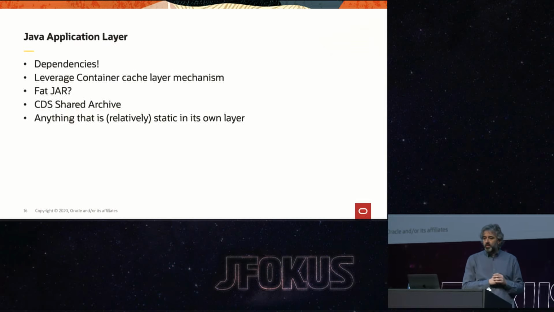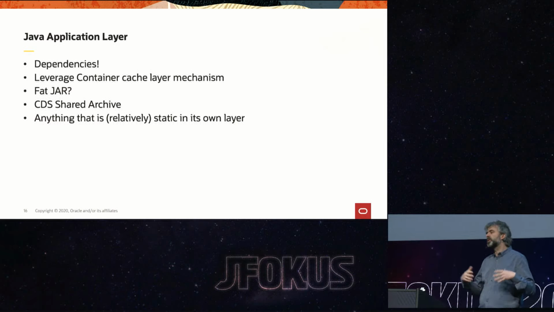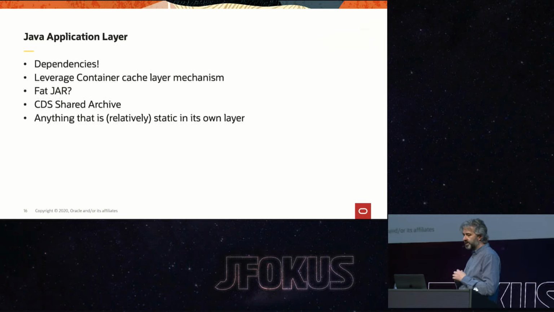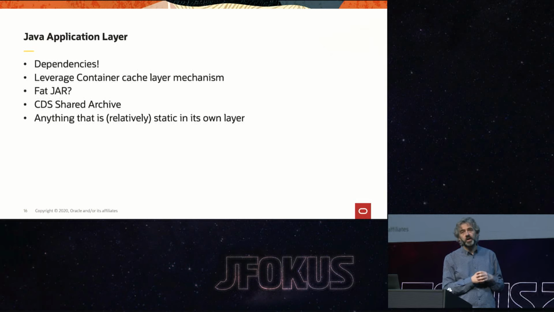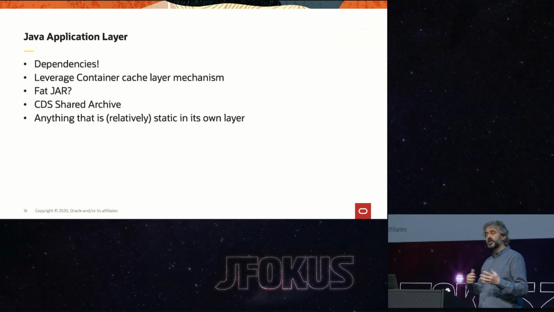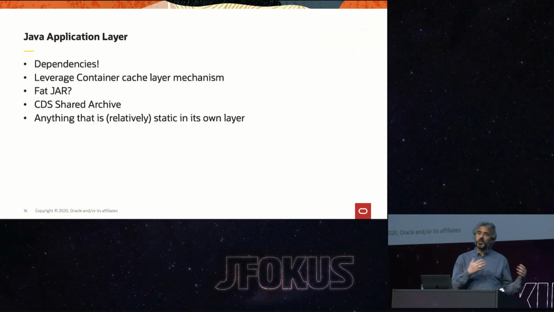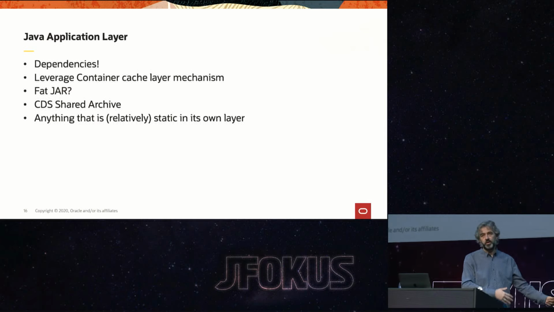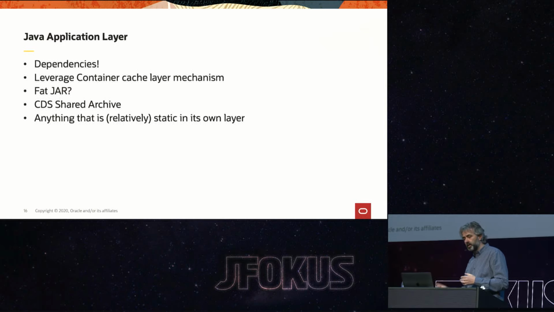So if we look at the Java application layers, there's not much that we can do. I mean, we can give you advice and best practices. Typically, watch out for the dependencies that you are using. Don't bring any transitive dependency that is not needed, those kinds of things. It's also a good idea to try to leverage some of the cache mechanisms that we have in the containers. And that's why fat jars are maybe not a good idea.